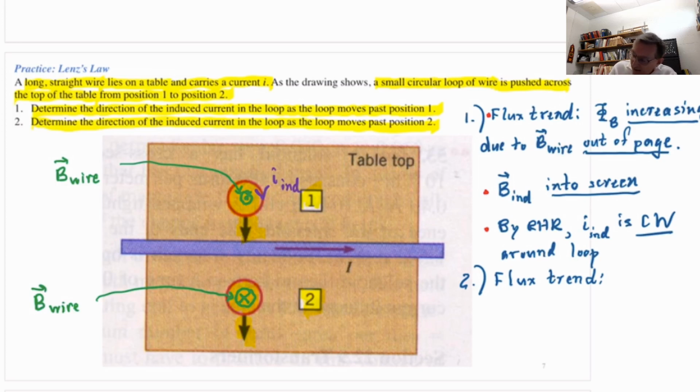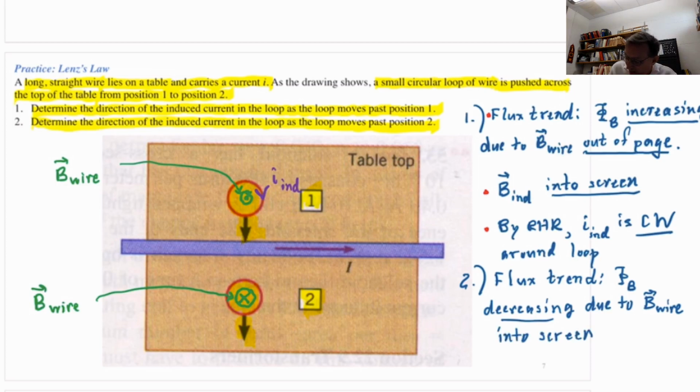It's decreasing, right? Phi sub B is decreasing due to B wire that is into the screen. Let's get that flux trend written down very carefully. I have a magnetic flux that is decreasing due to a B wire into the screen or page.